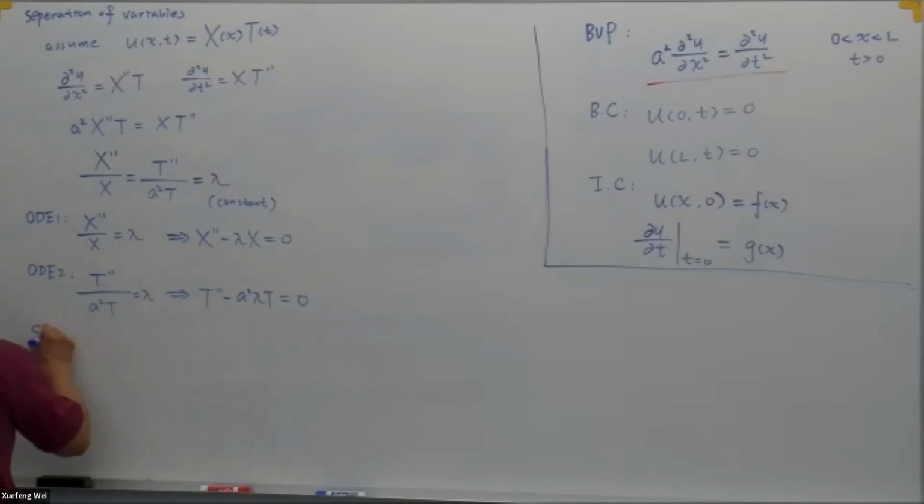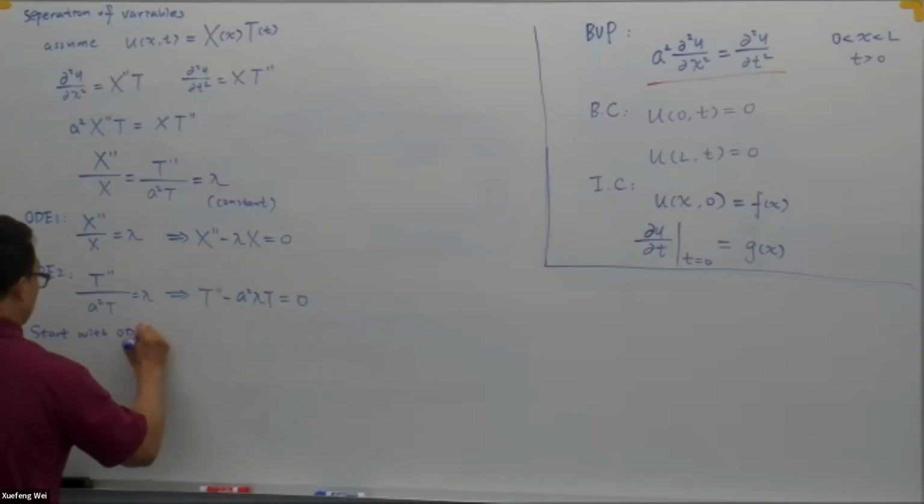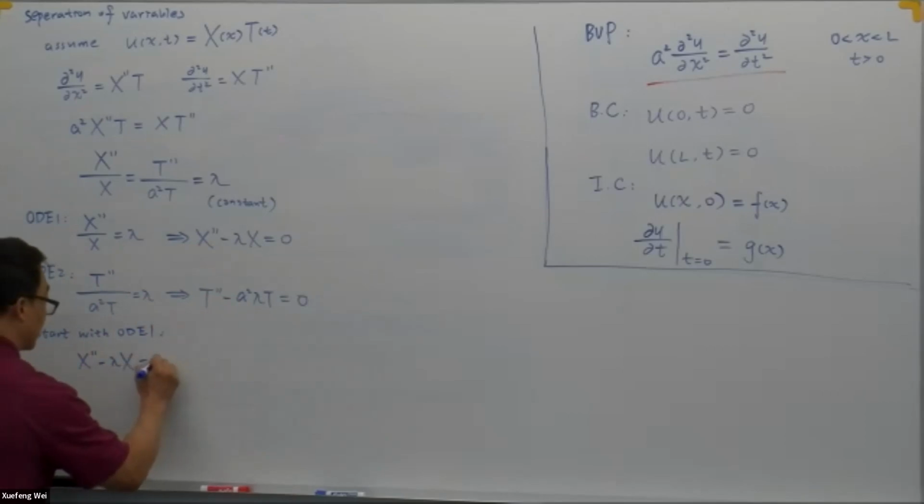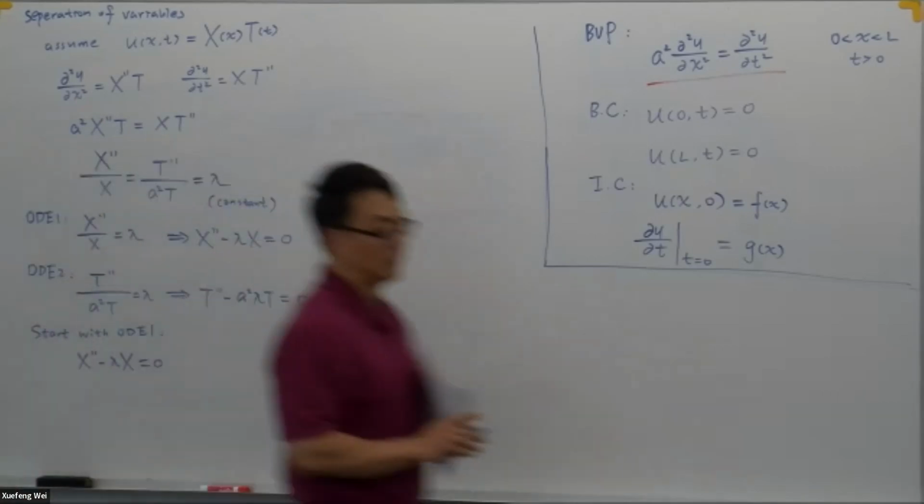So start with ODE 1. We have X double prime minus lambda X equal to 0. So what should we do?